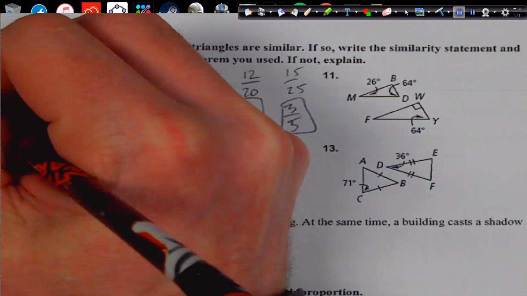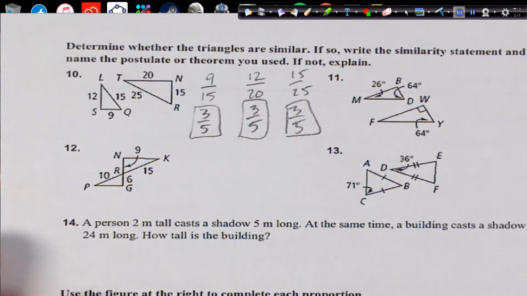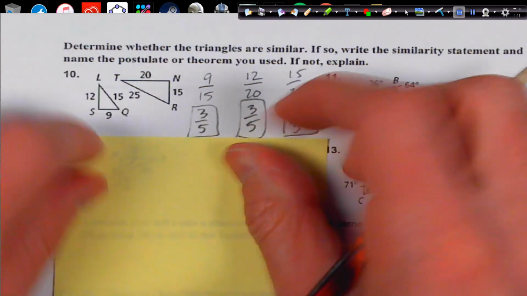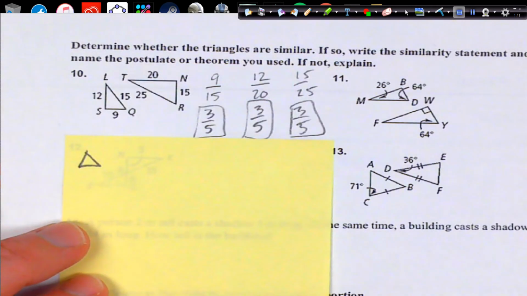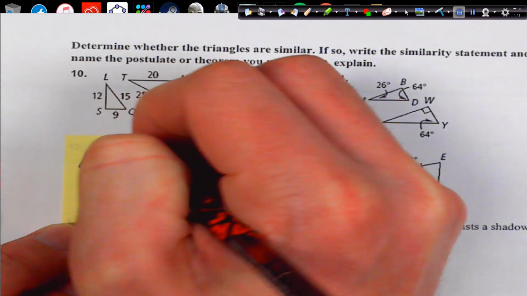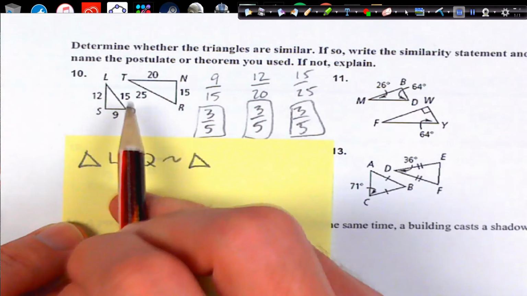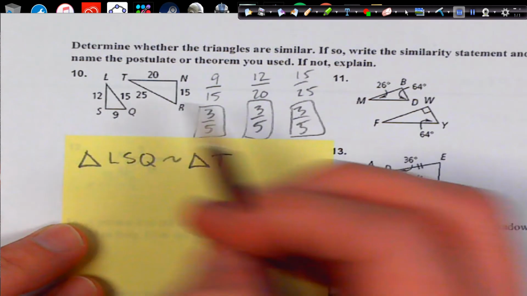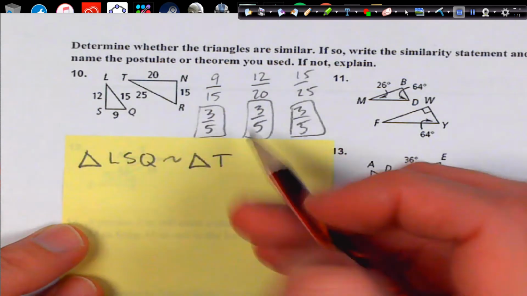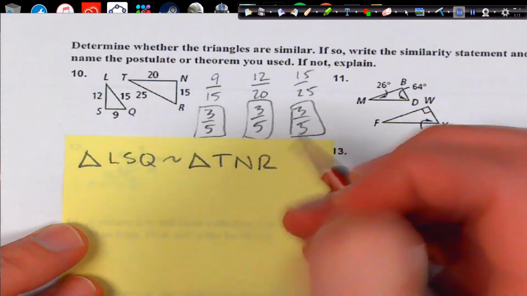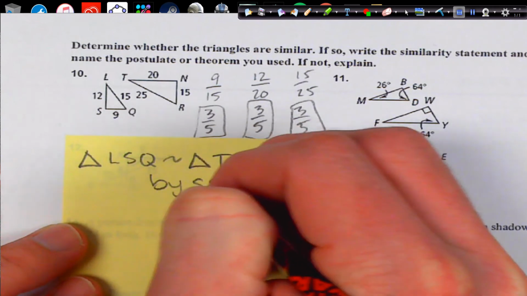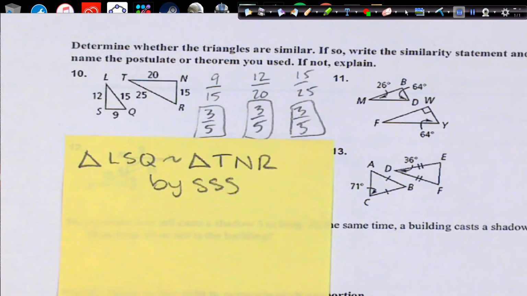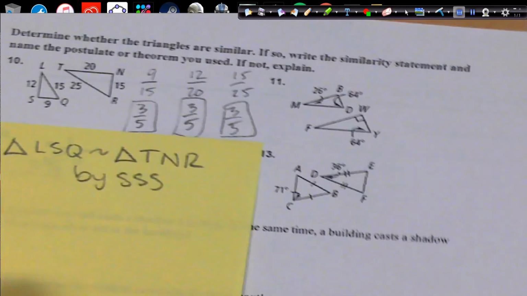So we're going to write the triangle similarity statement over here. Actually, I'm going to write it on a separate sheet of paper just because we're probably running out of space a little bit. So we'll just write it here. So triangle, the first triangle you can name anything you want. LSQ is similar to triangle. Now notice L is between the two larger sides, so it's going to match up with T. S is between the two smaller sides, it's going to match up with N. And then you have R left over, and this is going to be by side, side, side. Okay? Number 10.